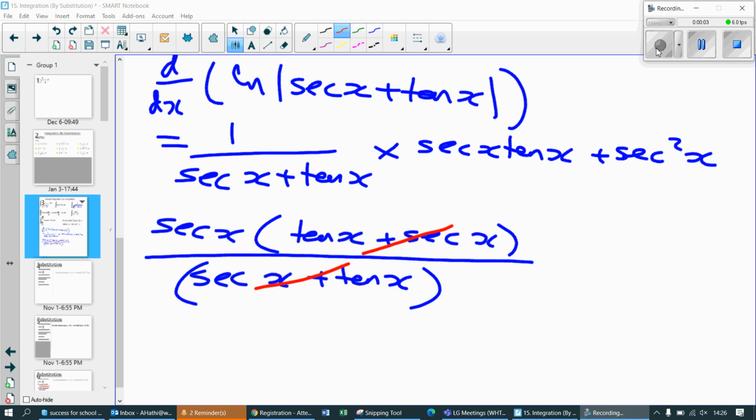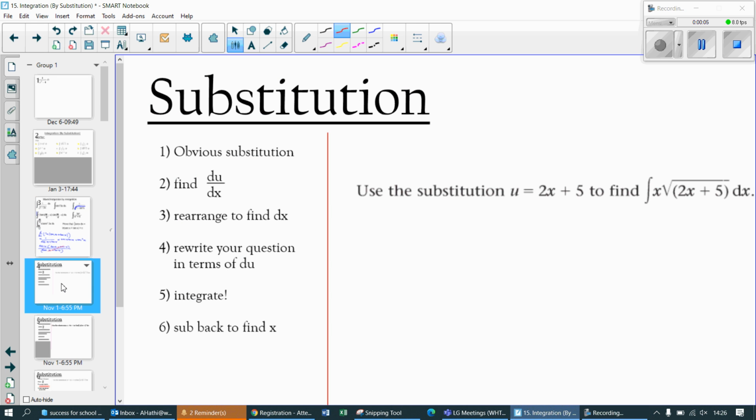Okay, what we're going to do today is integration by substitution. So can you put a title, please? Integration by substitution.